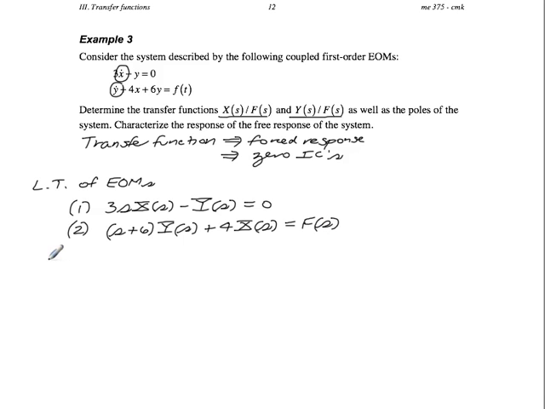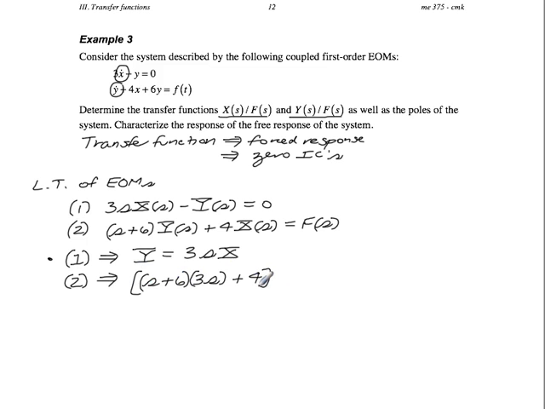So for our first part here, finding the transfer function between x and f, I'm going to look at equation 1 first. From that, I get the relationship between y and x. Y is equal to 3s times x. If I substitute this into equation 2, I get (s plus 6) multiplying the y. The y has a 3s in there times the x, and then there is a 4x, equal to f.